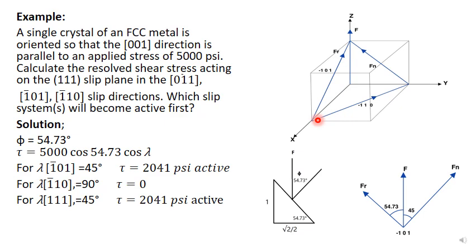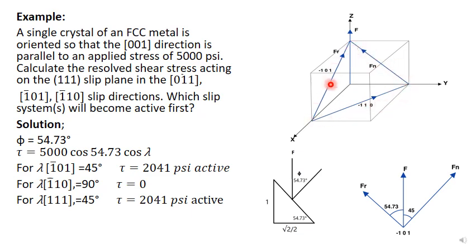The first direction is 0, -1, 1. 0 here, -1, 1. This one. The second one is -1, 0, 1: -1 in X, 0 in Y, 1 in Z, so this direction. And the third one is -1 in X, 1 in Y, 0 in Z, so this direction.